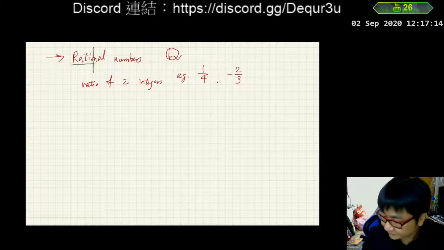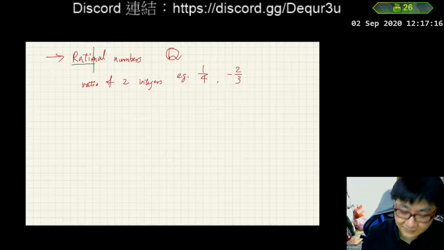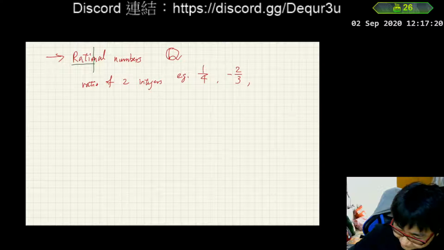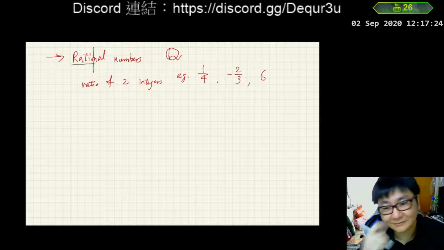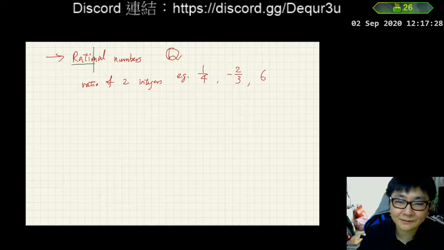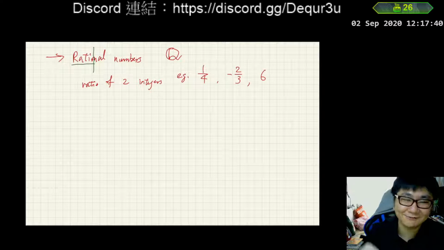Okay, then these are the rational numbers, and there can be more. So okay, I think it's better for you to decide. What about this? 6. Is 6 a rational number? Yes. But when you say yes, you must explain. You must understand and explain to yourself why we can say it is a rational number.